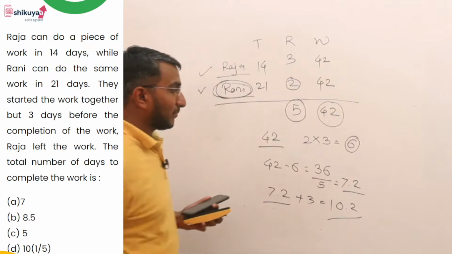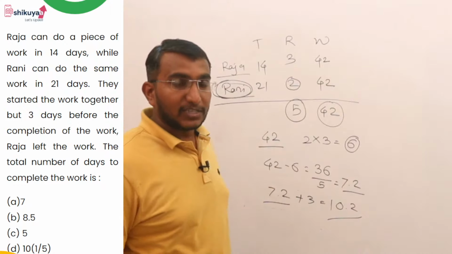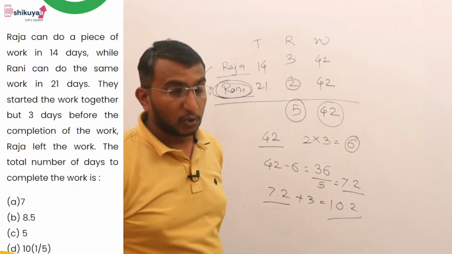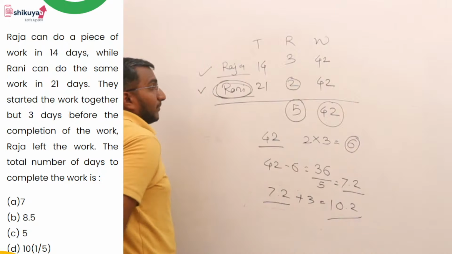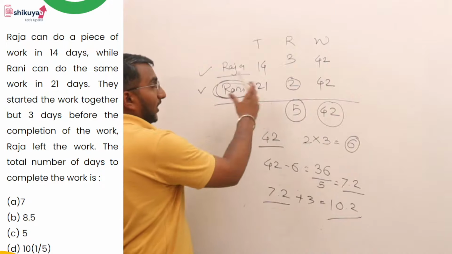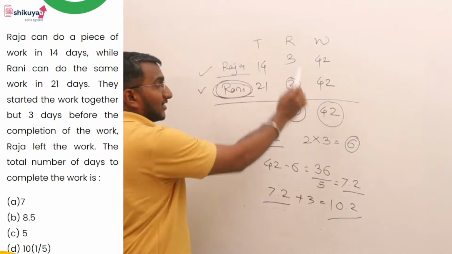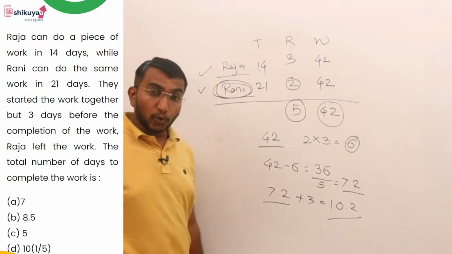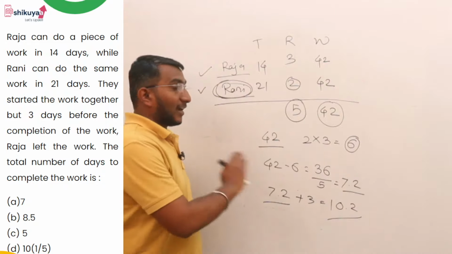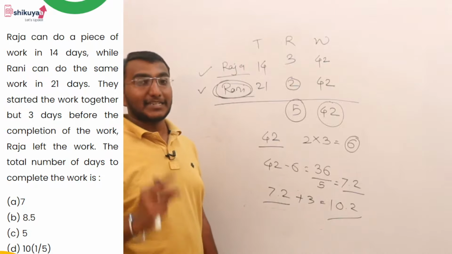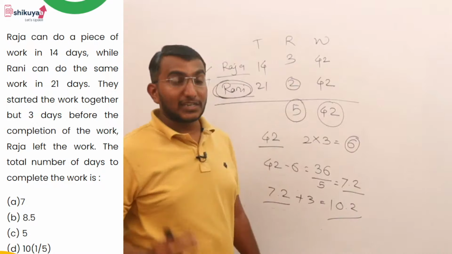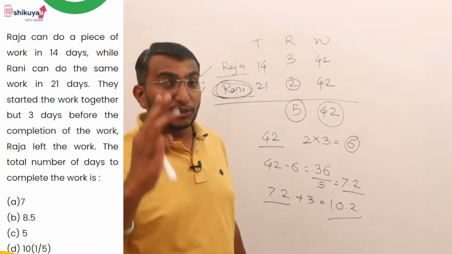So it is as simple as that. Just listen carefully once again. I'll explain once again. Here they have given two characters, Raja and Rani. Okay, while working together their combined rate is 5. While working individually, Raja has a rate of 3 units, Rani has a rate of 2 units. Now 3 days prior to completion of the work, Raja has left the work. So it means Rani alone has worked for the last 3 days. So out of the 42 units, how many units has she completed in those last 3 days?